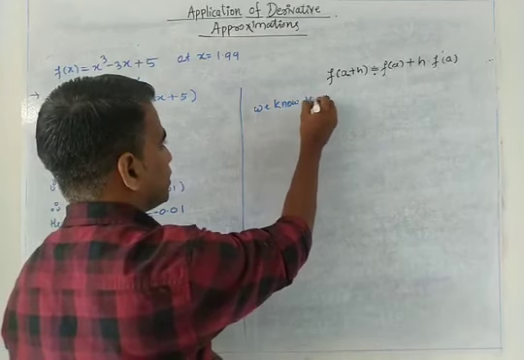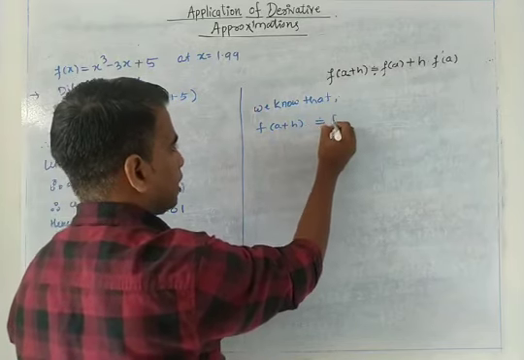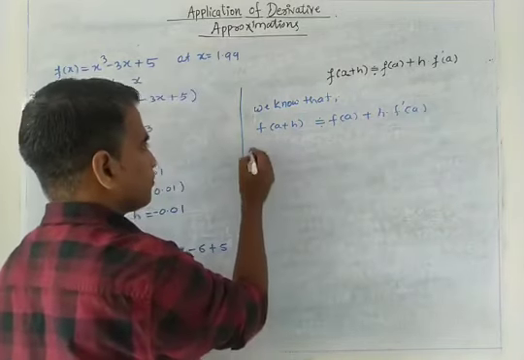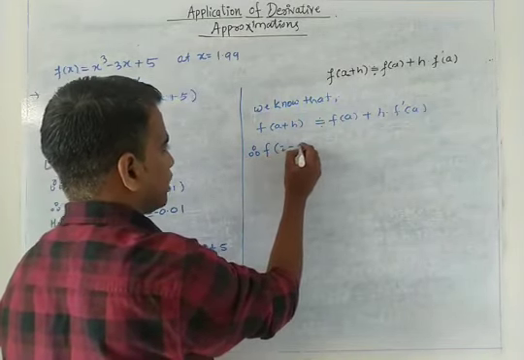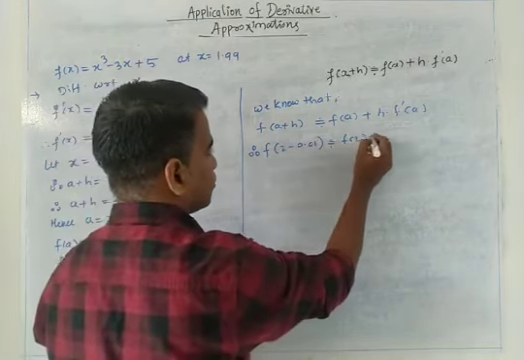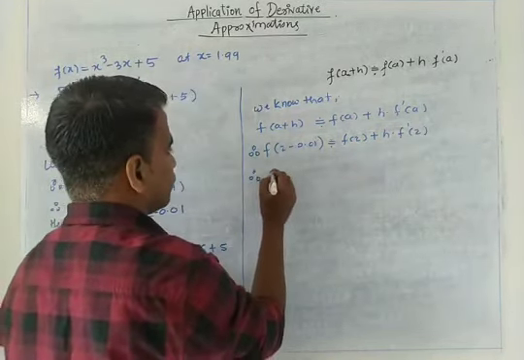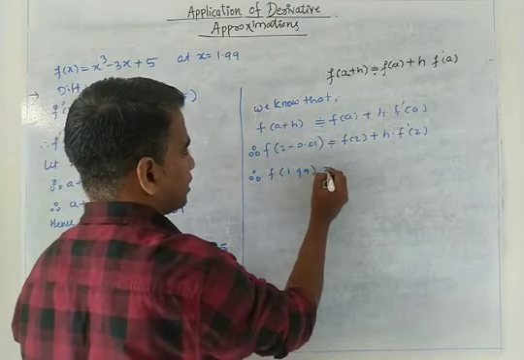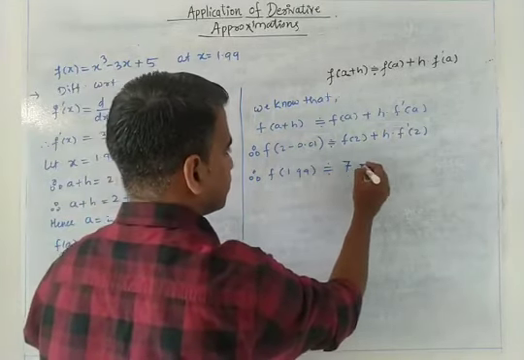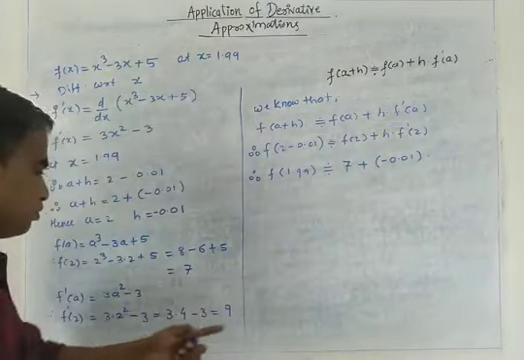So we know that f of a plus h is approximately equal to f of a plus h into f dash of a. Therefore f of 2 minus 0.01 is approximately equal to f of 2 plus h into f dash of 2. Therefore f of 1.99 is approximately equal to f of 2, which is 7, plus the value of h, minus 0.01, into f dash of 2, that is 9.